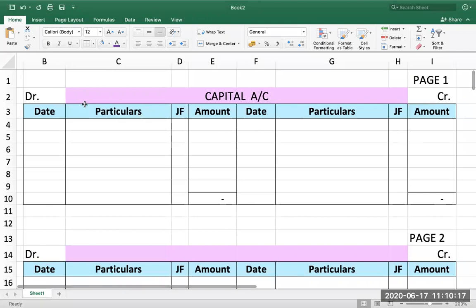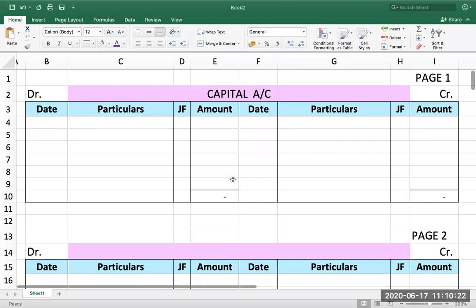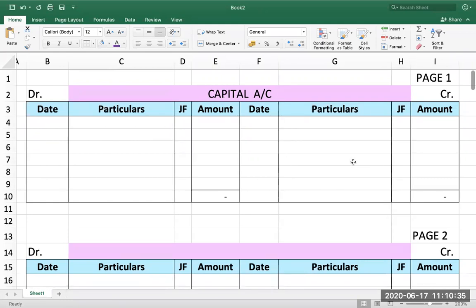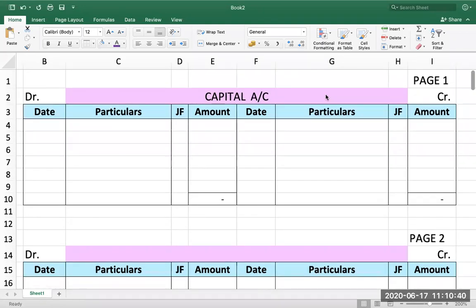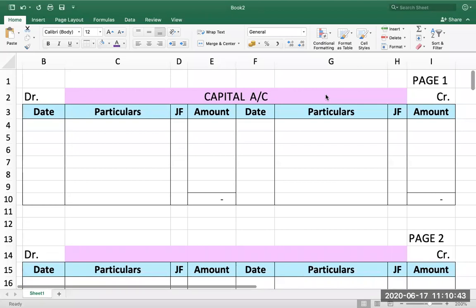If you make this form, it makes a T kind of shape. So one part is debit and the other is credit. On both sides you will have 4 columns: date, particulars, journal folio and amount. On top, in the middle, we write the name of the account, whether it is capital account, salary account, cash account, bank account and so on. On the right hand side you write credit, and on this side you write debit. So this is the format.